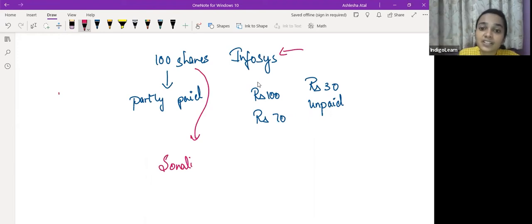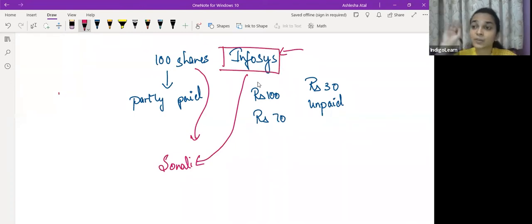Company will first confirm from the transferee. So अभी क्या हुआ? I have filed the transfer document with Infosys Limited. Now Infosys Limited looks at the transfer document and they identify that these shares are partly paid up. Now since the shares are partly paid up, the company will first have to confirm with Sonali.